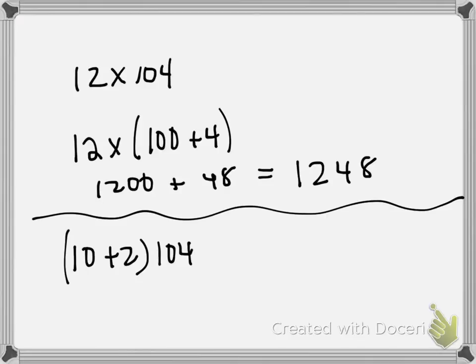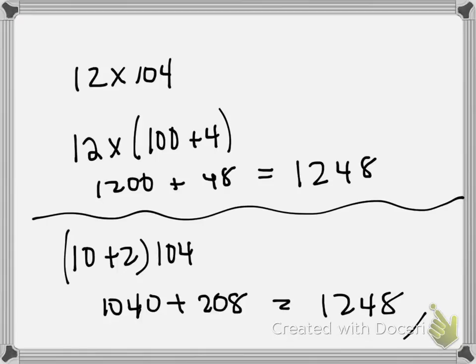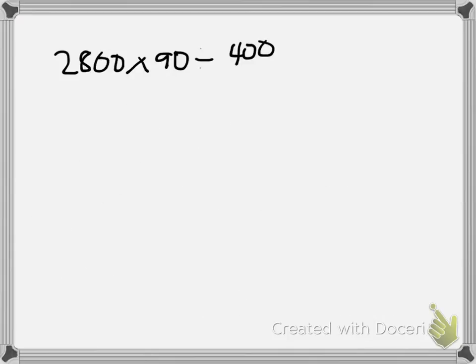Okay, but as I think about it, it might be just as easy to do 10 plus 2 times 104. Okay, because when I multiply by 10, 104 times 10 is 1040, 104 times 2 is 208, so I still get the same thing. Okay, it doesn't matter really which way you do it as long as you are thinking about the numbers and using the numbers.